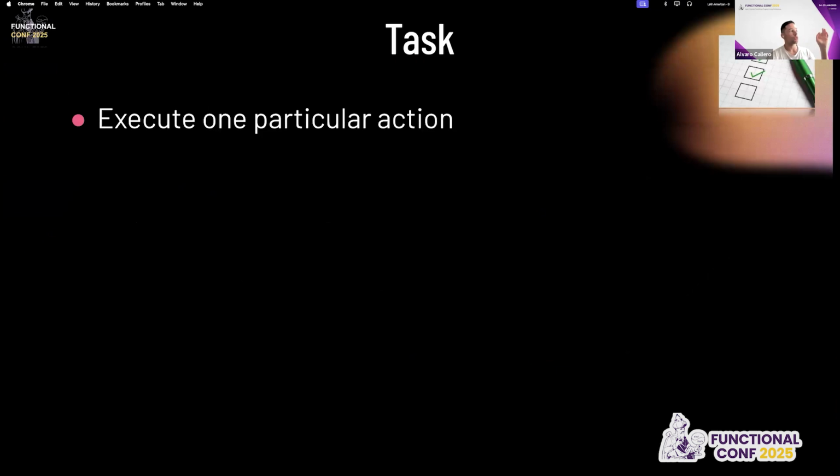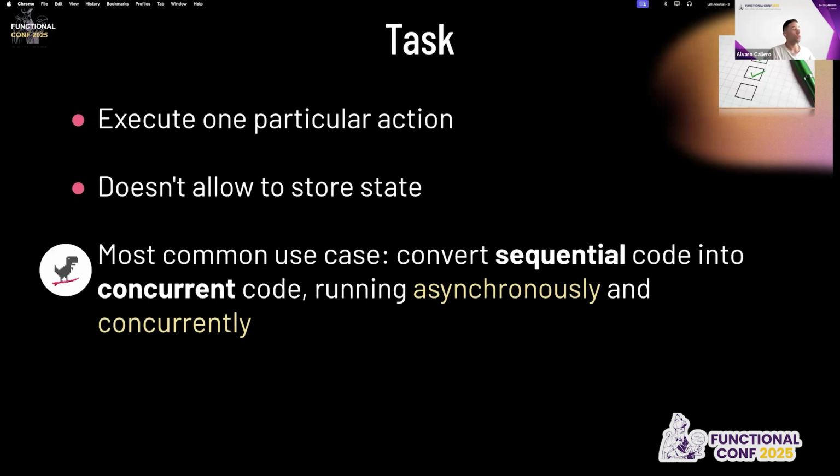The idea of a task is to execute one particular action. This can be to have a task that is executed from time to time to grab data from a database and refresh a cache or execute, for example, a script. The task doesn't allow to store any state. Probably one of the main differences between a task and an agent or a server is that the task doesn't allow to store any state. And lastly, the most common use case of a task is to convert sequential code into concurrent code running asynchronously and concurrent.